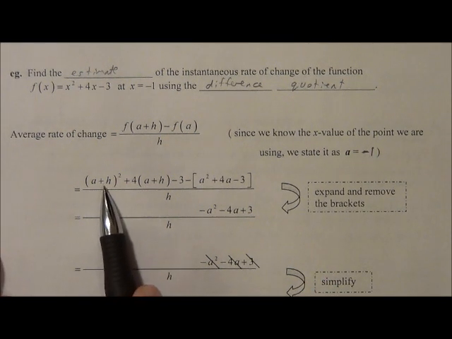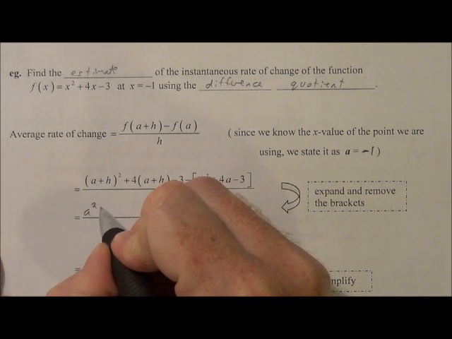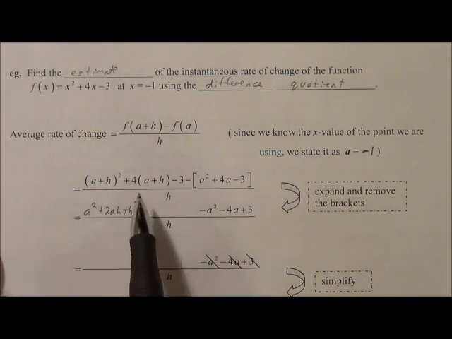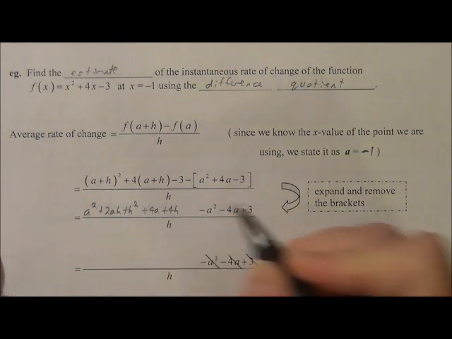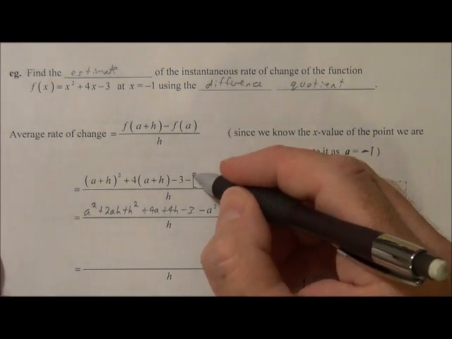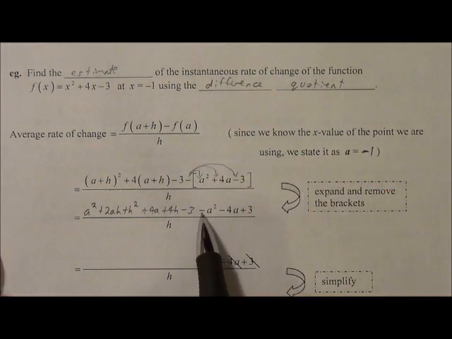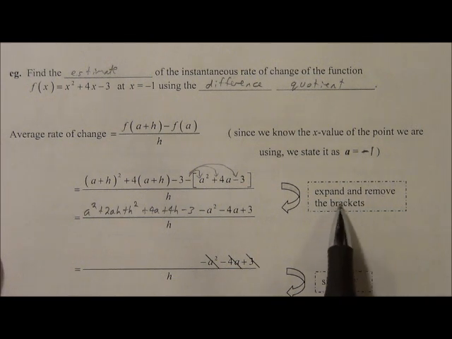Okay, so first of all, expand out a plus h all squared, please. So we get a squared plus 2ah plus h squared, and we'll expand this out, so we get plus 4a plus 4h minus 3. And at the same time, what we're going to do is expand in that negative 1, which will change all the signs inside the bracket to negative a squared minus 4a plus 3. Okay, so that step is the expand and remove brackets.